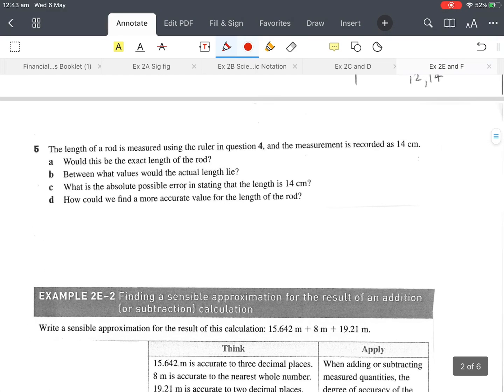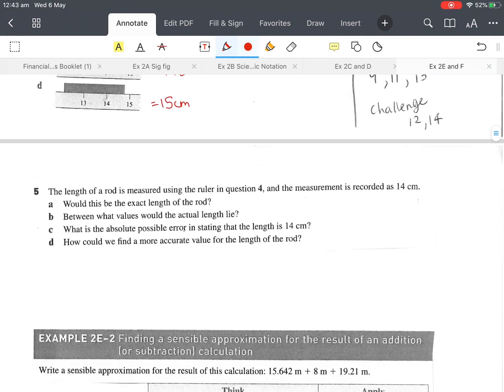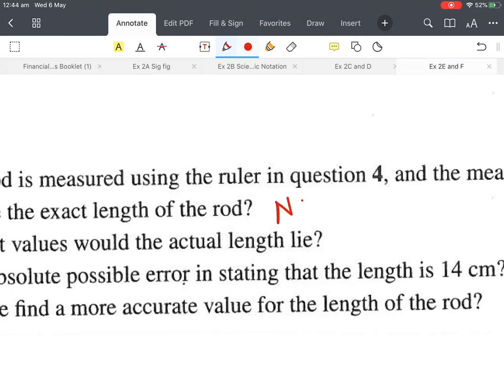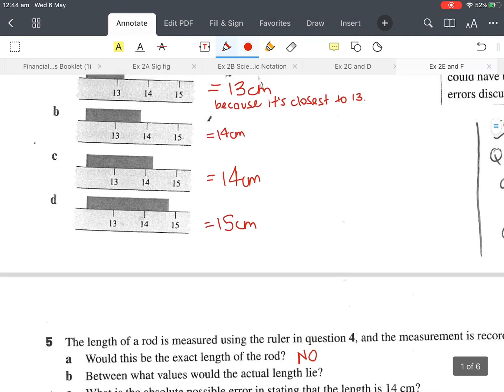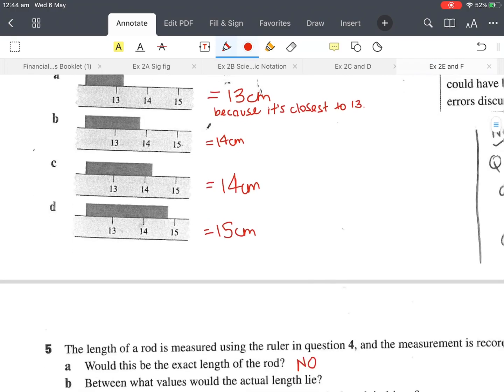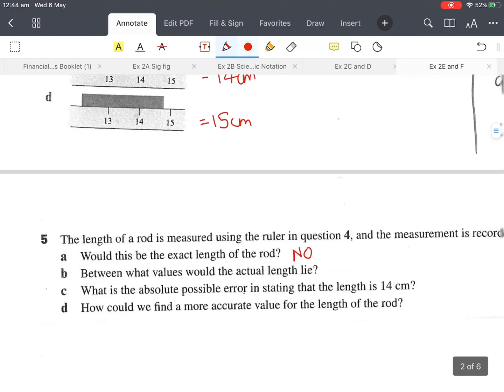All right, so let's have a go at question 5. The length of a rod is measured using the ruler in question 4. So I'll just put one diagram there so you can see it. And the measurement is recorded at 14 centimetres. Would this be the exact length of the rod? Well, we don't really know, do we? So we're going to have to say no, probably not. Because, as you know, up here, we had lots of answers that were 14, but the rods weren't exactly 14, were they? So we're going to have to say no there.